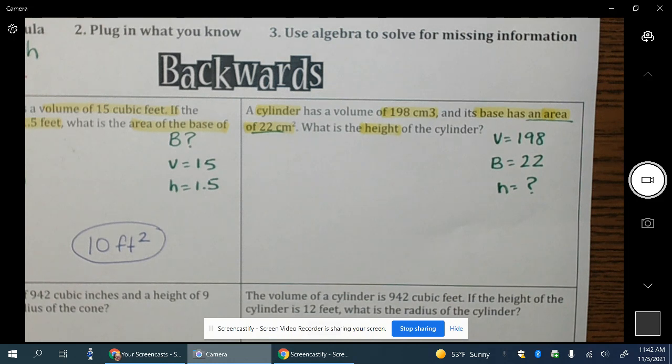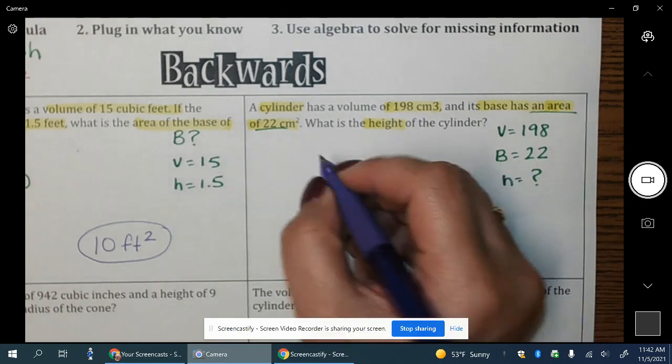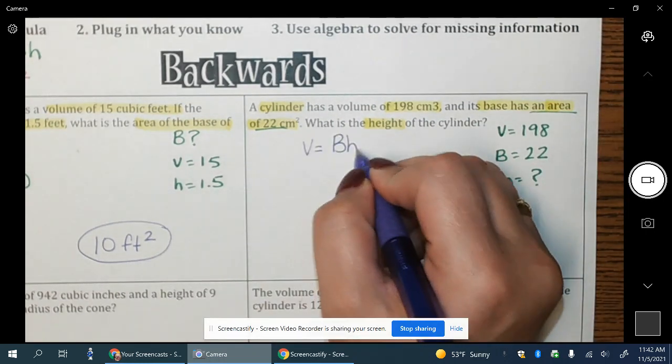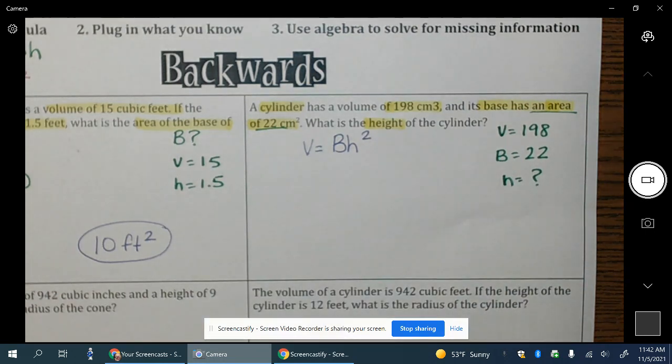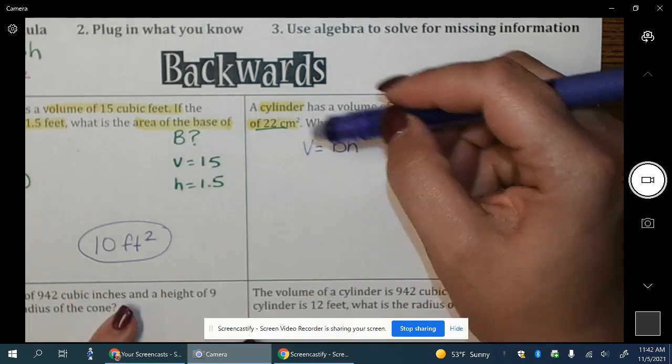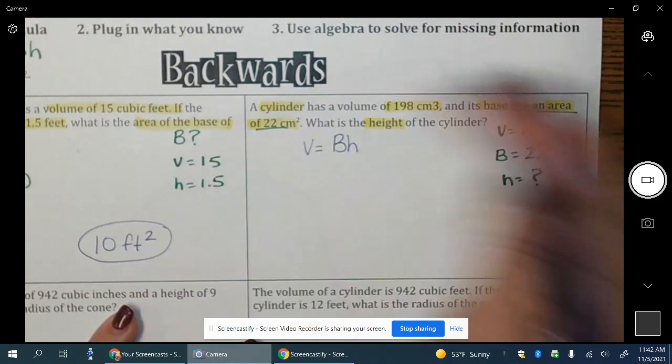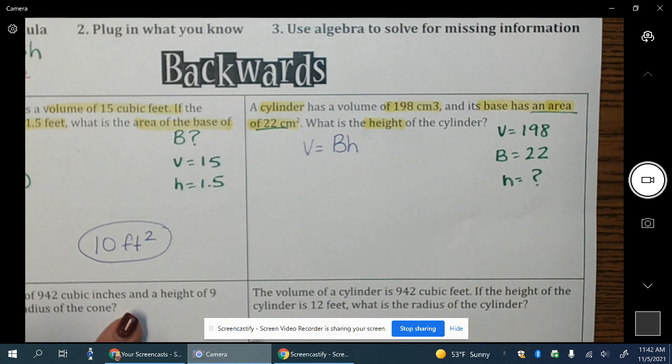Okay, so I have V, I have big B, I don't have H. What formula should I use? Good. I could use pi r squared, but I don't have my radius, so that's going to be ugly. Would you ever be able to solve it? It would be messy without the radius. Yes. We're going to do that next.